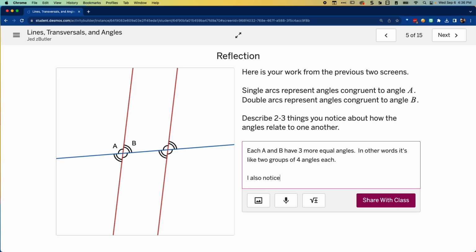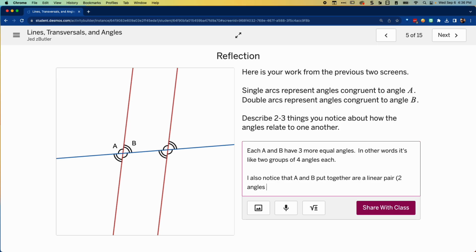I also notice that A and B put together are a linear pair. 2 angles make a line.